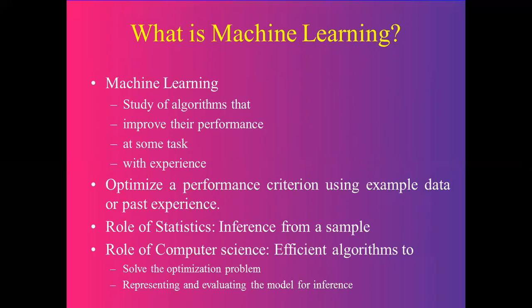So the role of statistics is inference from a sample. Whenever we study machine learning, there is a role of statistics and a role of computer science, which uses efficient algorithms to solve optimization problems and to represent and evaluate the model of inference. So that is machine learning. Through machine learning, we improve the performance of previous algorithms or existing things, we improvise those systems.